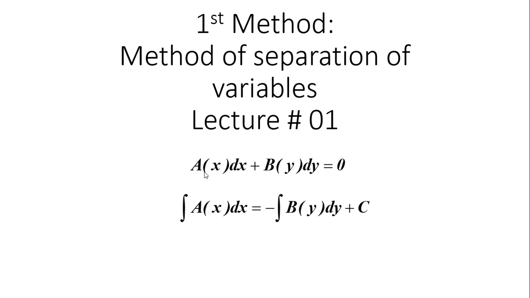In this method, the standard form is, for example, if we have variables x and y, a(x) dx plus b(y) dy is equal to 0. So in a given problem, in the first step, we will separate one type of variable on one side and the other type of variable on the other side. Then we will integrate it, and finally we will find the solution. For better understanding, here we will solve some examples from simple ones to complex ones.